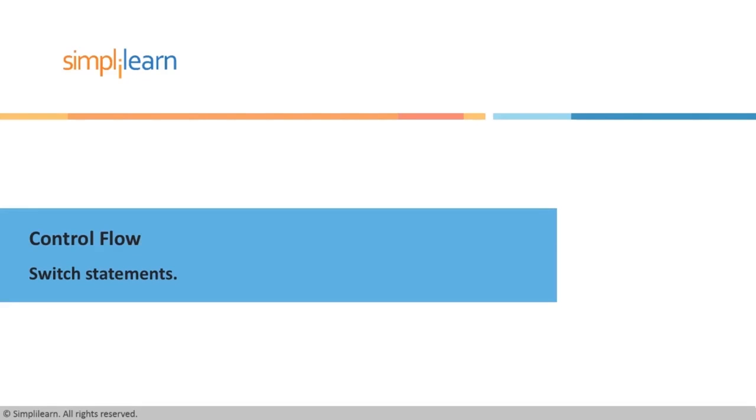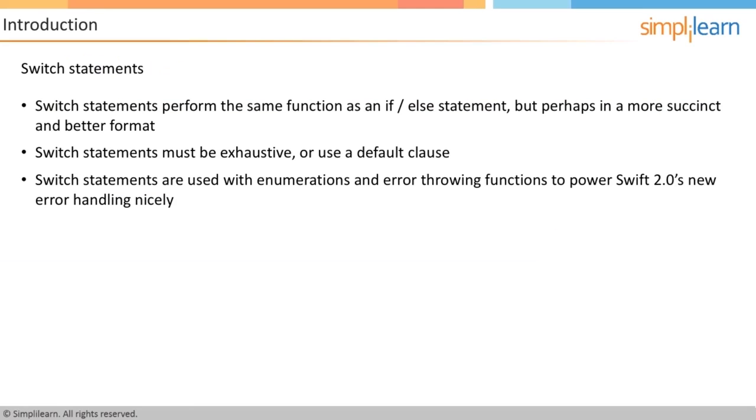Okay, so we're still talking about control flow, but we're going to switch gears a little bit, and we're going to talk about switch statements. So that brings up our tech info byte for switch statements. Switch statements perform basically the same function as an if-else statement, but perhaps in a more succinct and better format. Switch statements must be exhaustive or use a default clause, which I'll explain in a second. And switch statements are used with enumerations and error throwing functions to power Swift 2.0's new error handling quite nicely. So let's take a closer look at switch statements right now.